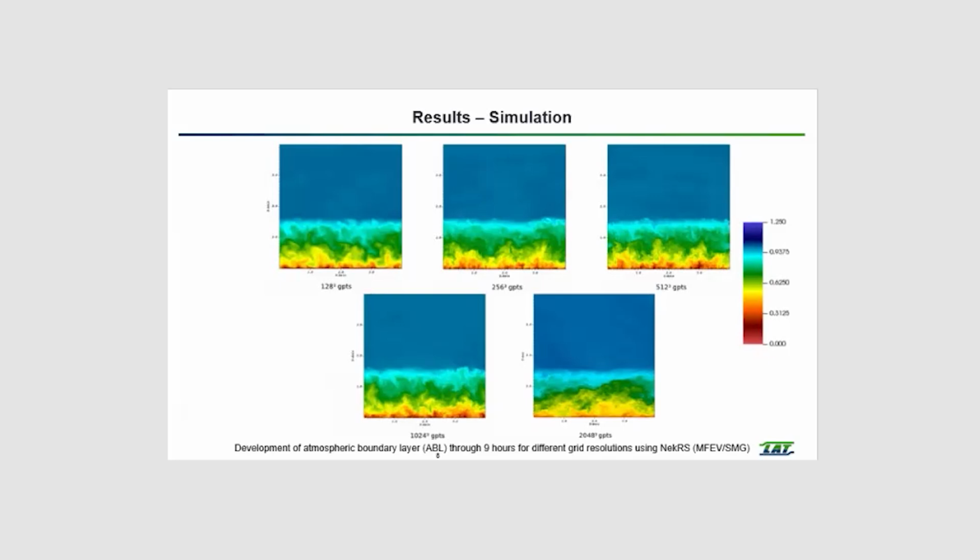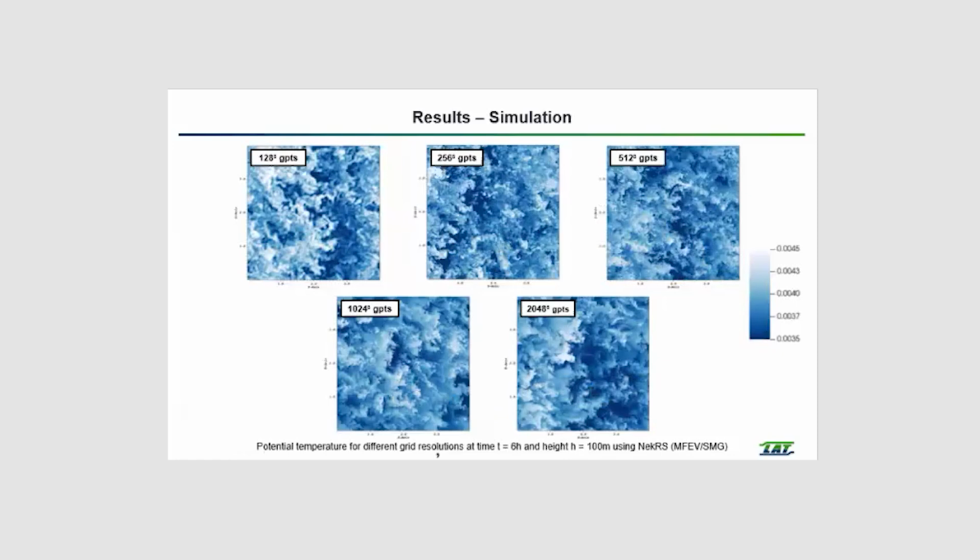Here we can see the development of the boundary layer throughout the now 9 hours of the simulation for the different grid resolutions. And we can see as we go further in fidelity, as we go higher in resolution, the turbulence effects are getting obviously more clear and more well depicted. The scale being shown here is the horizontal wind speed. And at the end of the simulation, we can see at the top of the really dark blue area, the boundary layer height.